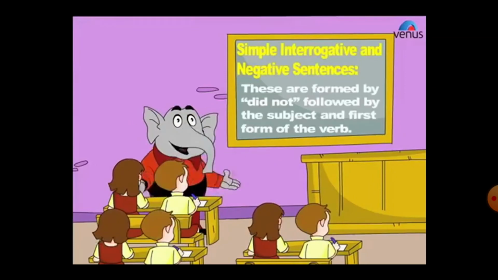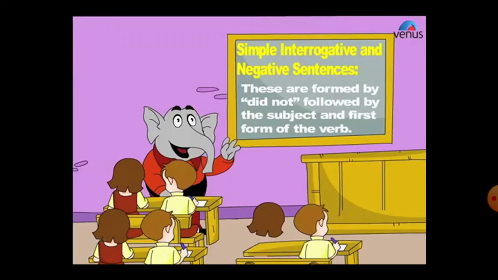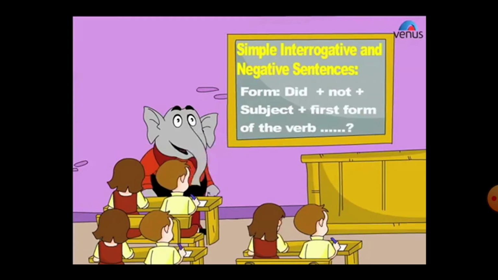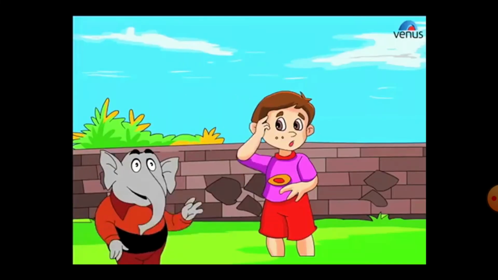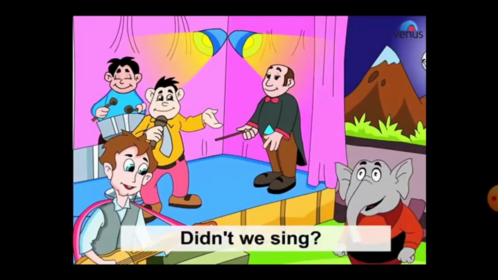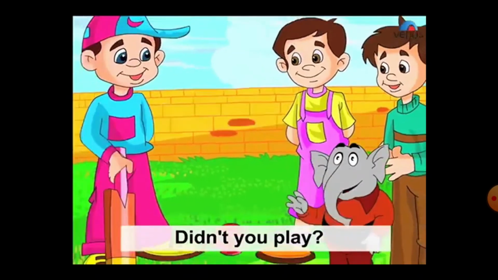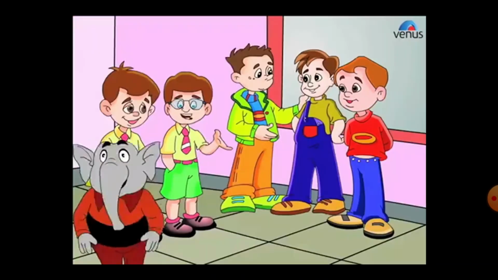4. Simple interrogative and negative sentences. These are formed by did not, followed by the subject and first form of the verb. Form: did plus not plus subject plus first form of the verb. Examples: didn't I read? Didn't we sing? Didn't you play? Didn't he stand? Didn't they sit?